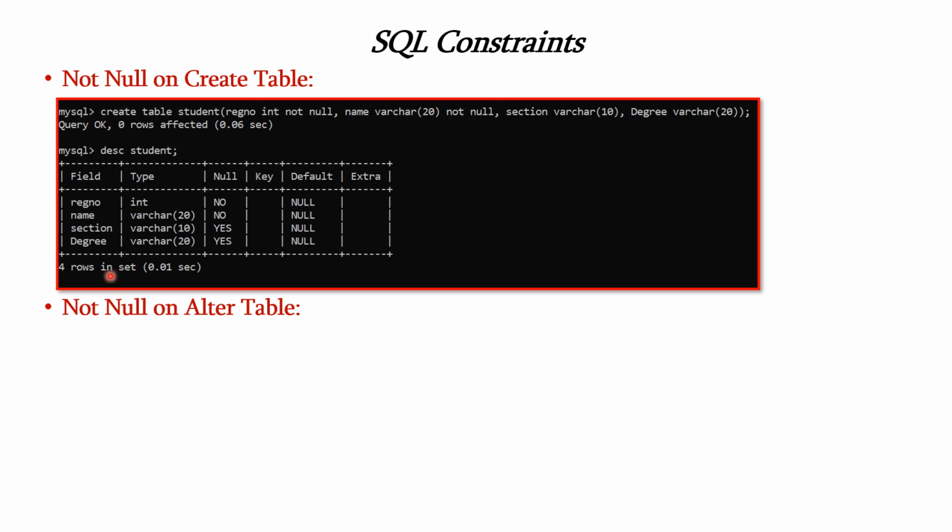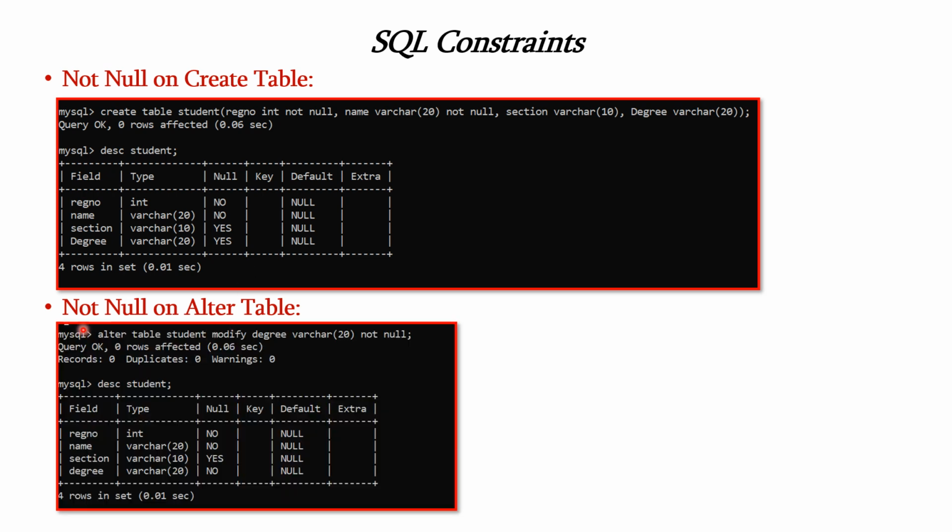Now let us assume that we need the not null constraint for the degree column also. We can do this by this statement, that is alter table, table name is student. We can use the keyword modify. We are modifying the column degree. We have to mention its data type, and after the data type we have to mention the constraint. So the not null constraint is enforced for degree.